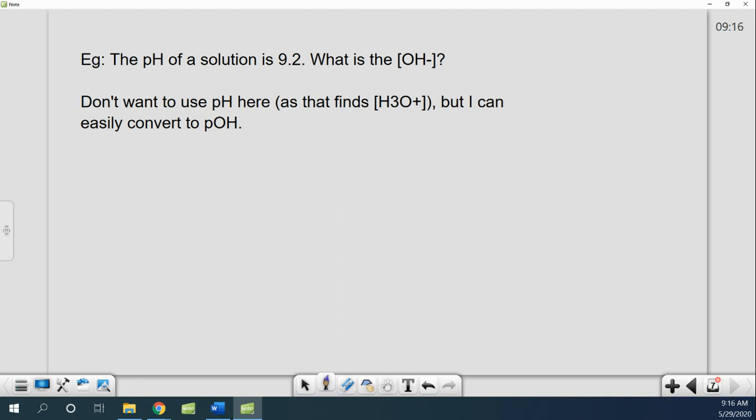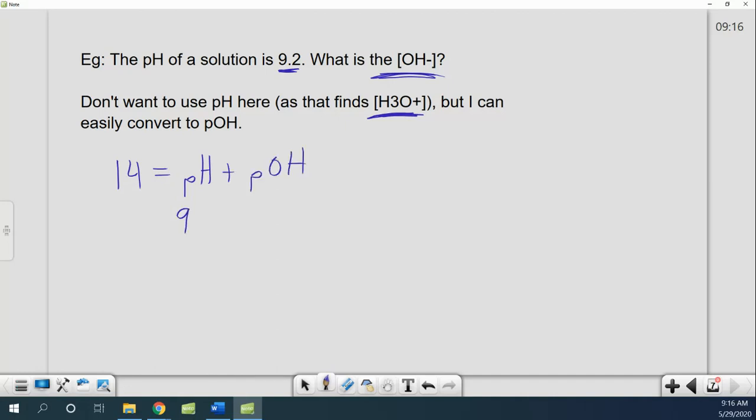So for example, I know the pH of a solution, because you're always given pH. It's the common number. The pH is 9.2. 9.2, bigger than 7. This is a base. What am I worried about? The concentration of hydroxide. Now, if I use the pH formula, it's going to calculate the concentration of hydronium, which I could then plug back into the ion product constant, and it's just a lot more math. So why don't I start with pOH instead? Whoop, 14 equals pH plus pOH.